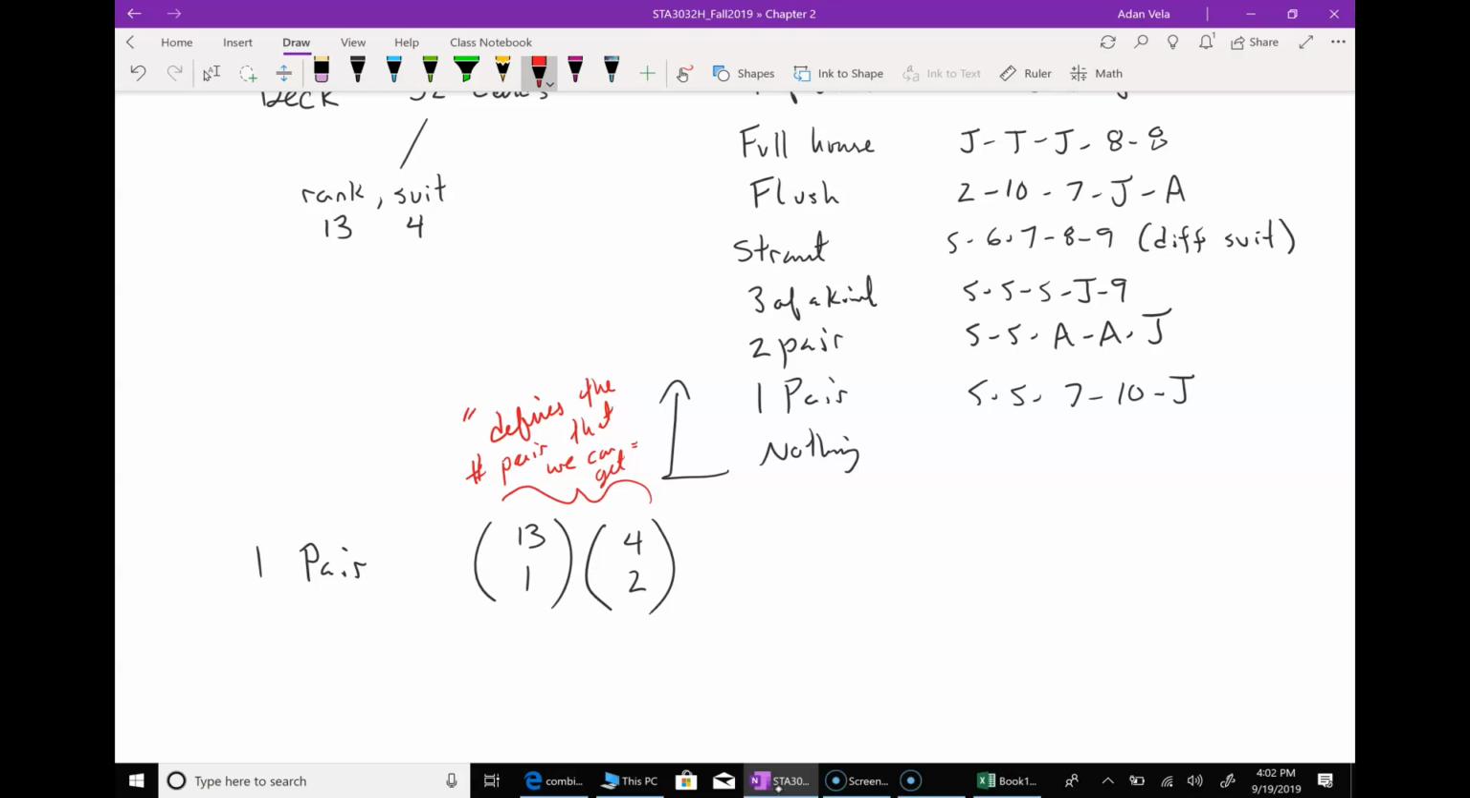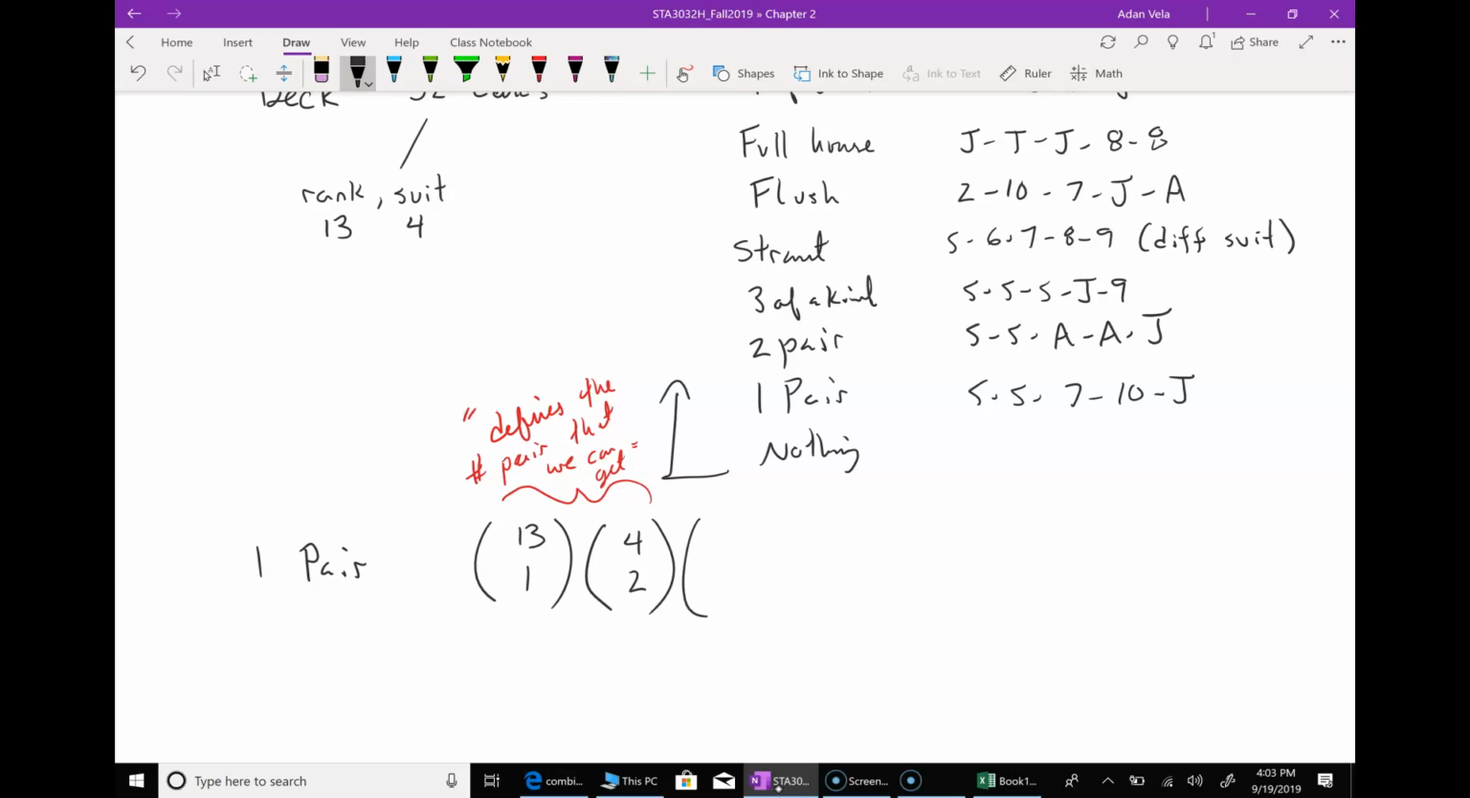Okay, so now that we've defined the number of pairs, we have to make sure that the rest of the cards are nothing, right? We don't want to get another of this. Whatever this pair was, we don't want to get another one like it, right? So we need to make sure we don't end up with 3 of a kind, 4 of a kind, or 5 of a kind. Okay. We know we can't end up with a flush because we have 2 different suits for that pair that we're getting. Okay. All right. So what we're going to do is choose 3 more cards. Okay.